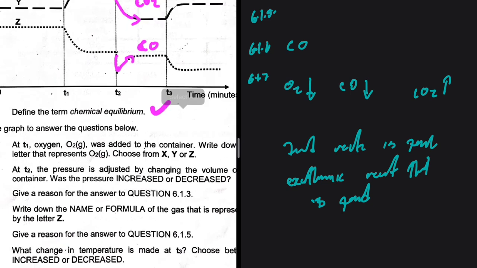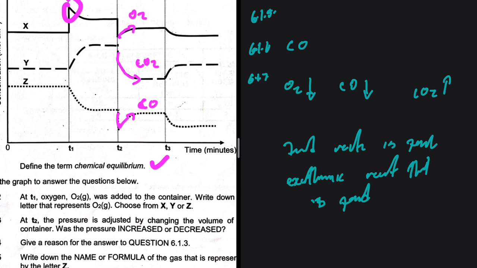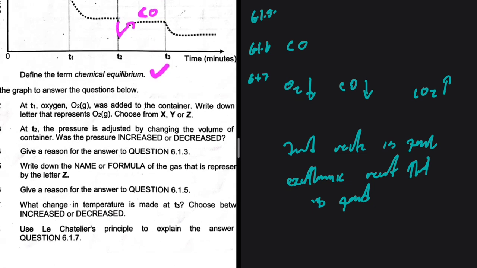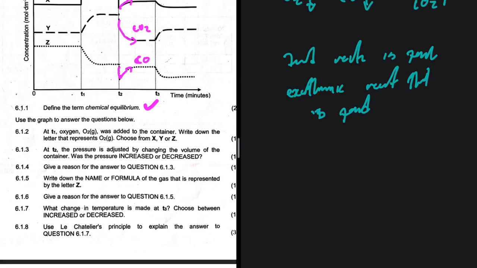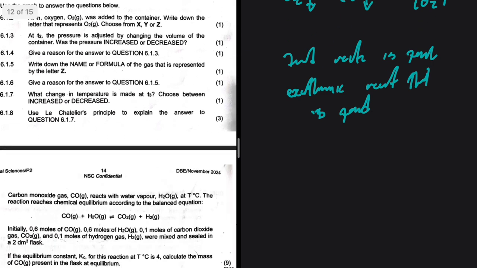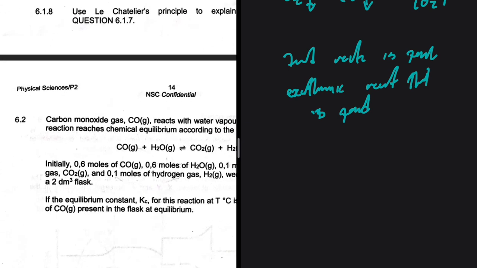So what change was made to the temperature at T3? If exothermic is favored, temperature was decreased, and if temperature is decreased, exothermic must be favored so that the temperature increases, because exothermic releases energy. That is 6.1.7, and we've answered it. 6.1.8. Use Le Chatelier's principle to explain the answer to 6.1.7. And now the elephant in the room, 6.2.